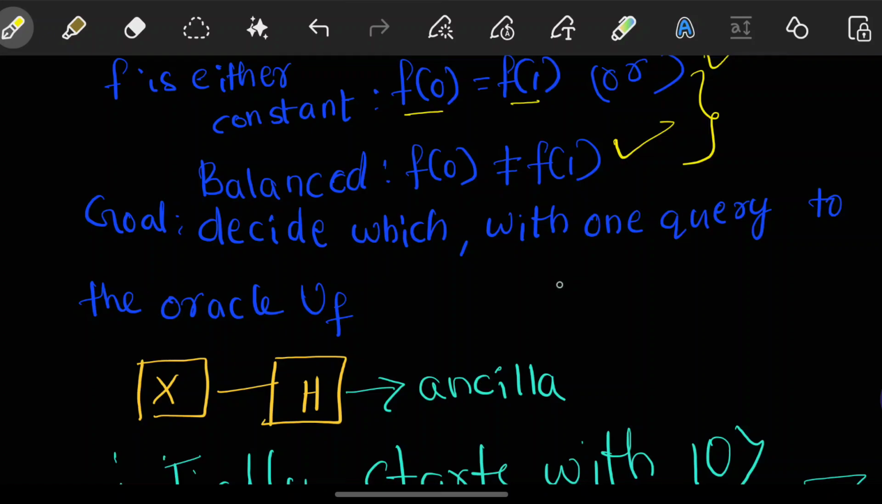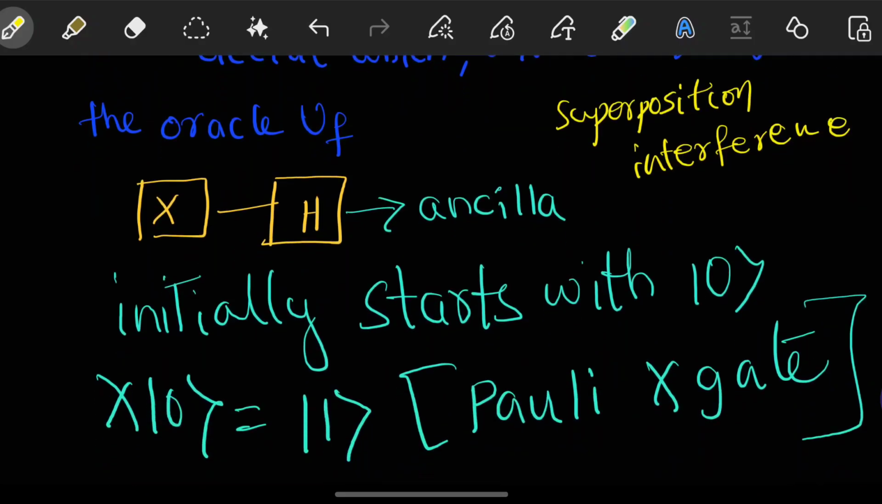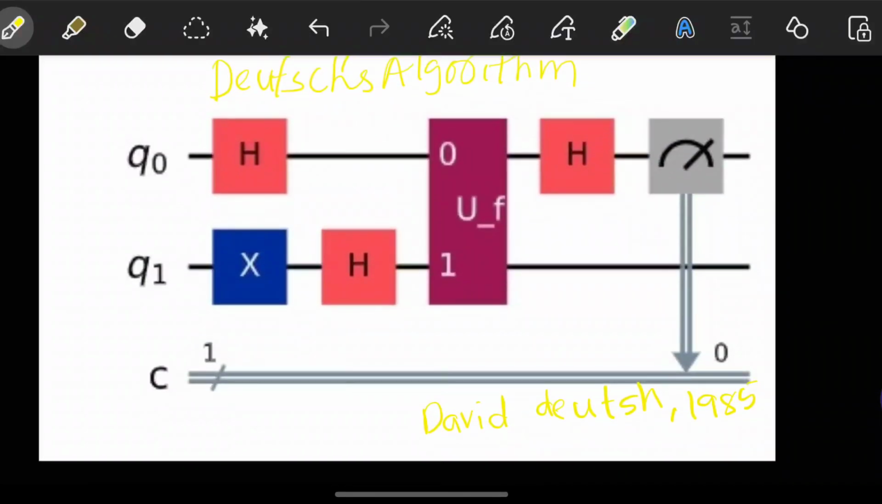by using two major principles: superposition and interference. This allows the quantum algorithm, that is the Deutsch algorithm, to perform the action very fast. So, moving on to the circuit.